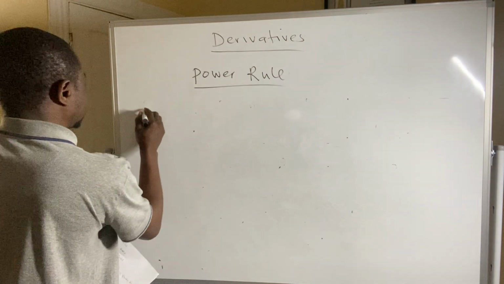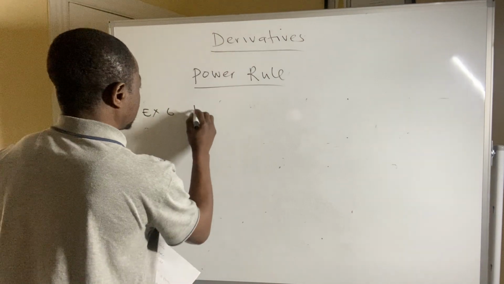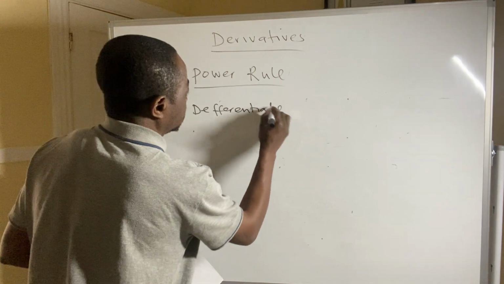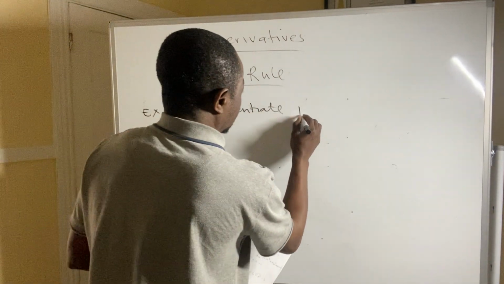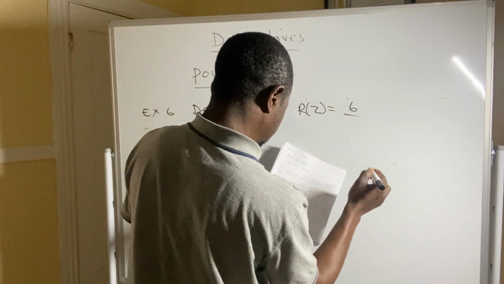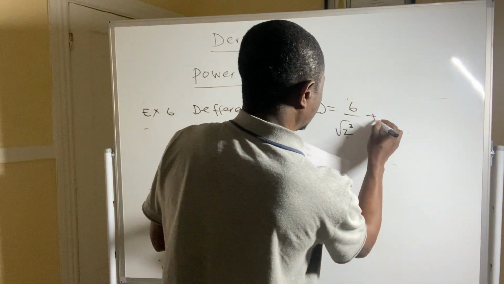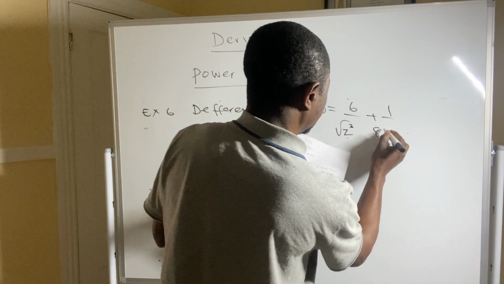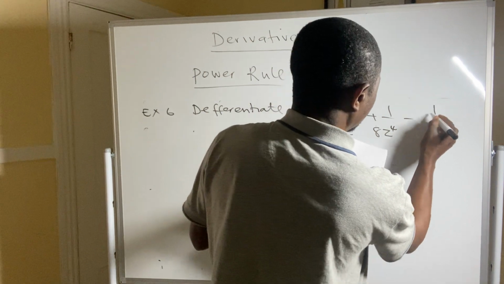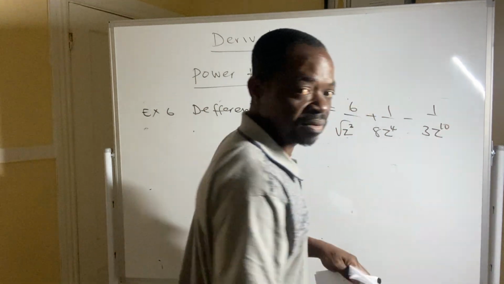All right, example 6. Differentiate r of z is equal to 6 all over square root of z raised to the power 3, plus 1 over 8z to the power 4, minus 1 over 3z to the power 10.